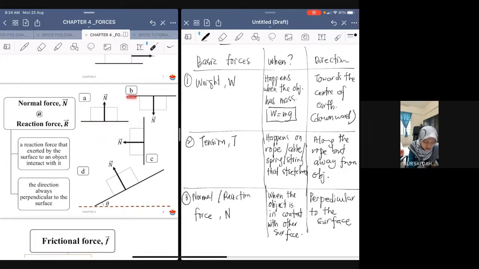So sama macam ceiling. Okay, takkanlah ceiling ni normal reaction force dia dalam ceiling, betul tak? Atas ni adalah ceiling. Okay, so takkanlah kita punya normal reaction force masuk ceiling. So mestilah dia ke bawah. So sama macam tadi, ni floor kita, takkanlah normal reaction force masuk ke surface tersebut. Okay, so perpendicular to that surface.